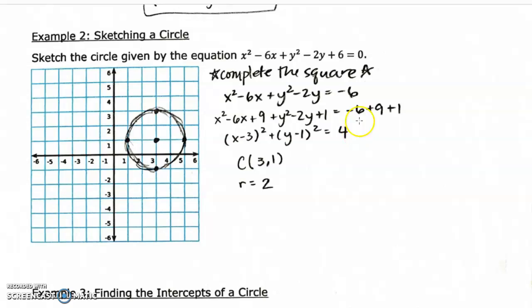Remember, this is the r squared, not the radius itself. So you can graph it by plotting the center and then counting from your center up, down, left, and right the length of the radius and trying to make as close to a circle shape as possible.